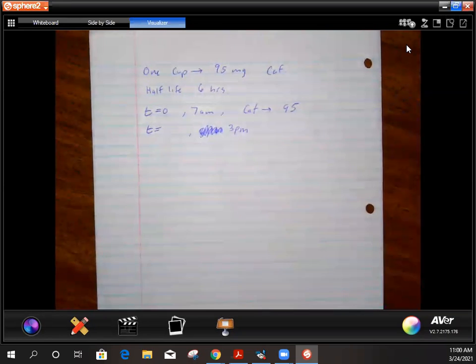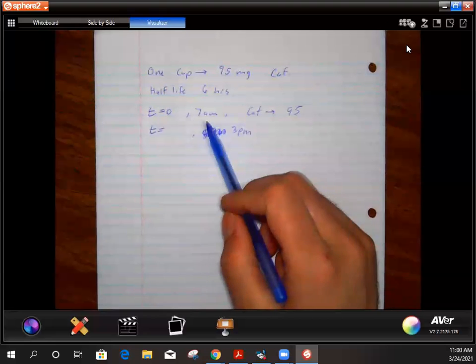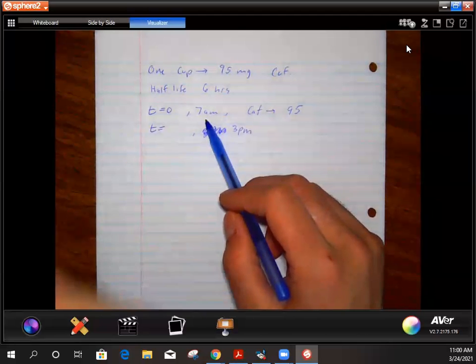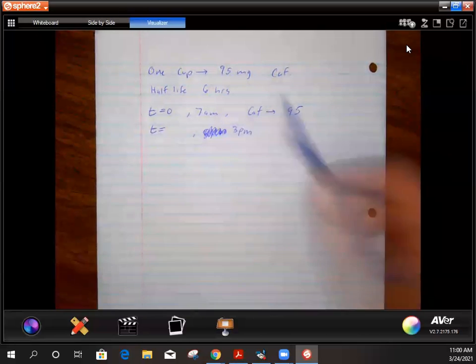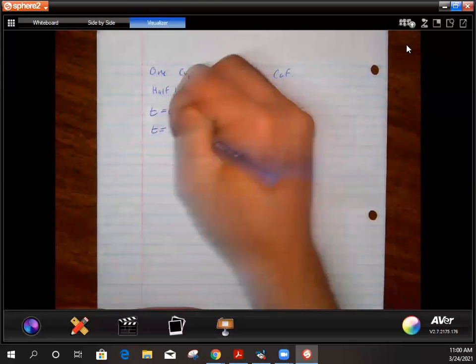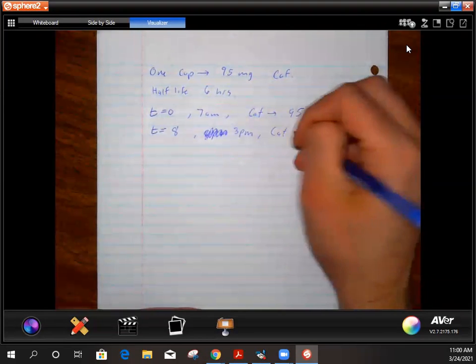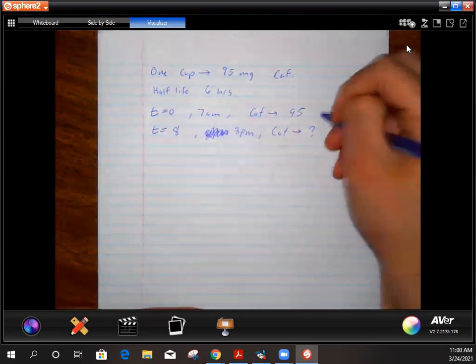Okay, so if T equals 0 is 7 a.m., T equals 1 would be 8 a.m., 2, 9 a.m., 10 a.m., 11 a.m., 12 a.m., 1 p.m., 2 p.m., 3 p.m. So that's 8 hours away. So T equals 8 would be 3 p.m. How much caffeine will be in your body?